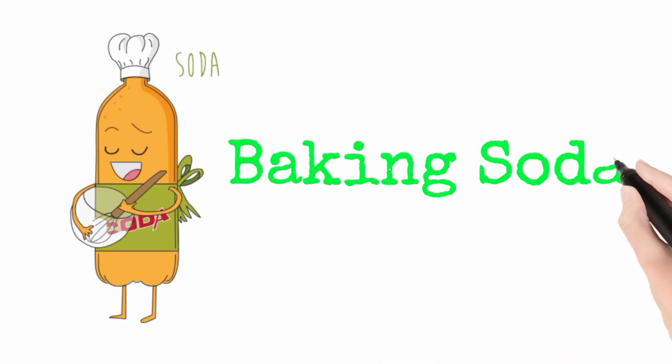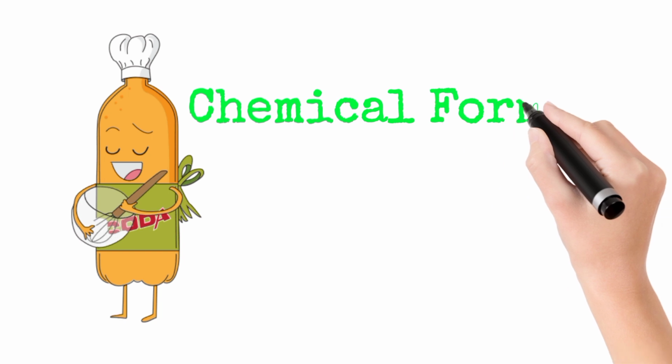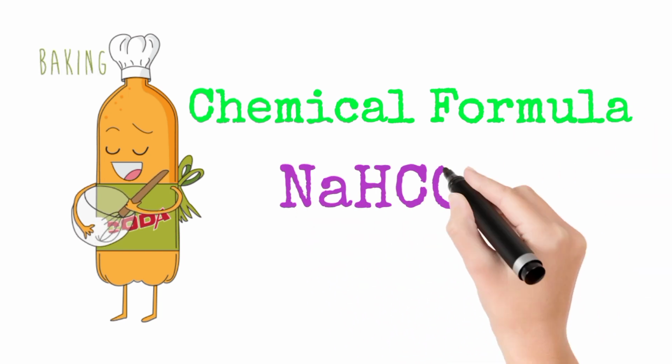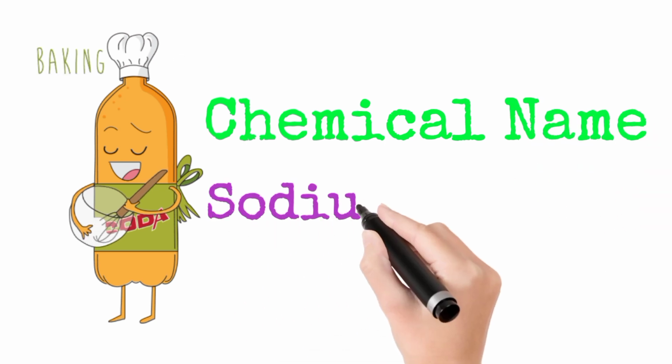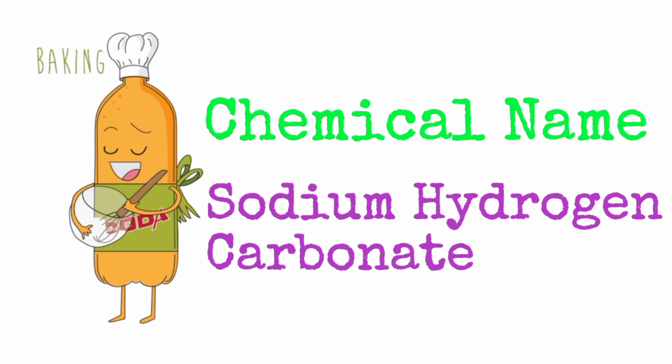Dear students, today's topic is baking soda. The chemical formula of baking soda is NaHCO₃ and the chemical name is sodium hydrogen carbonate.